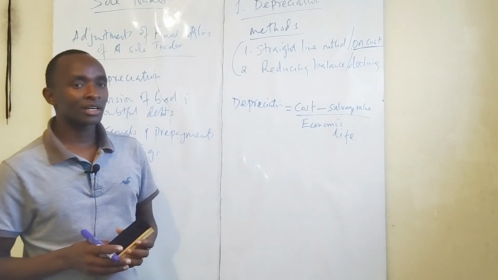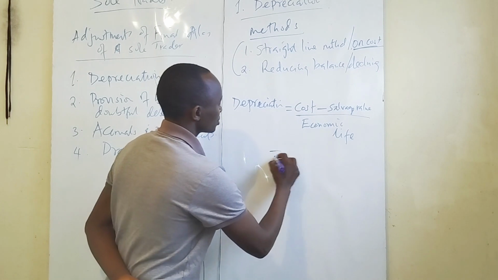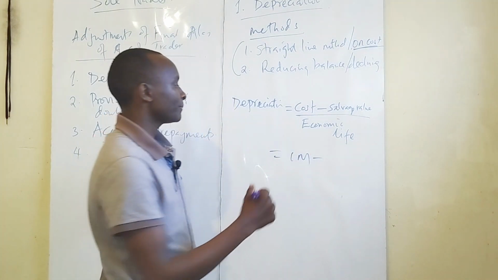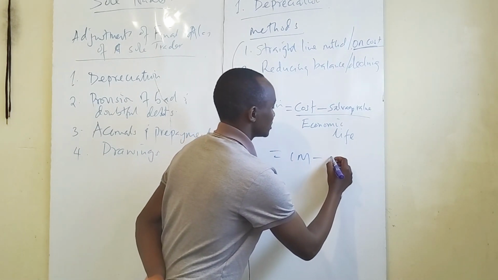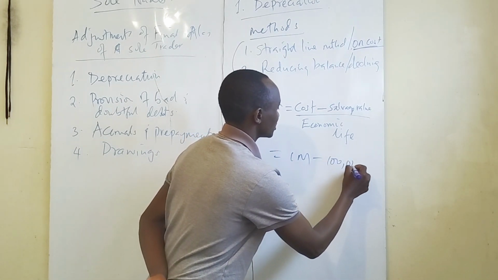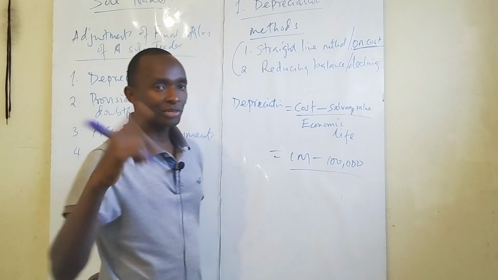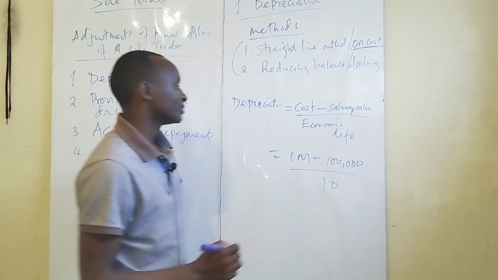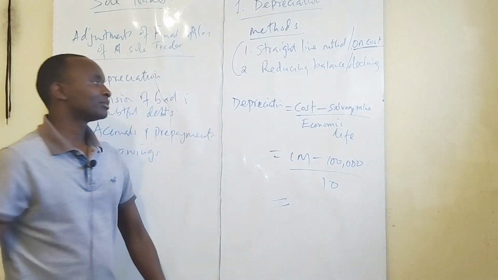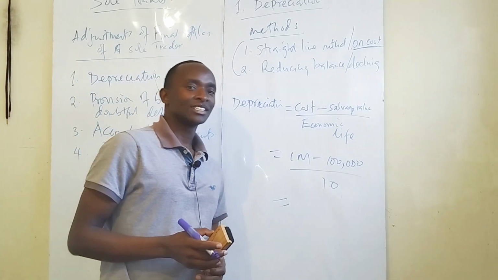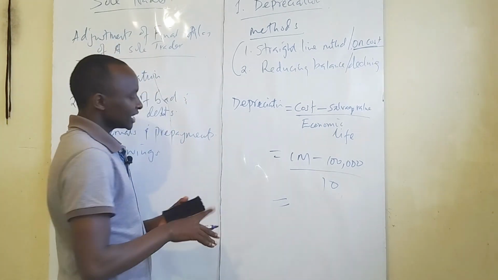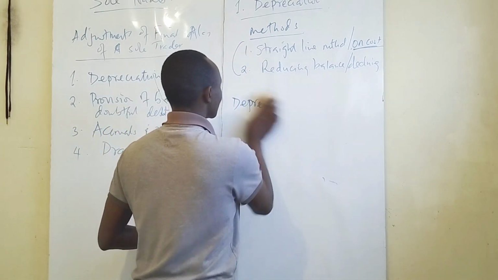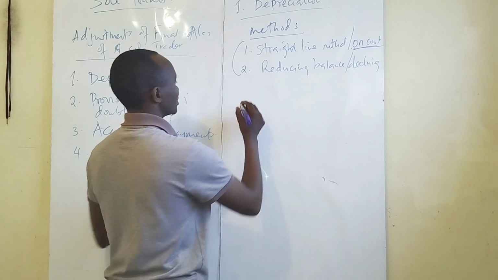And then you divide by the economic life. So let's say the cost of the motor vehicle was 1 million. You less the salvage value, maybe you say the salvage value is around 100,000. And then you divide by the economic life. You say this motor vehicle will stay in the business for 10 years. So you divide by 10. So the answer will be the depreciation value, right? Good. So the next thing to do under depreciation is the treatment of depreciation.